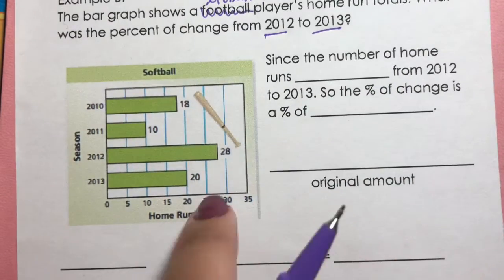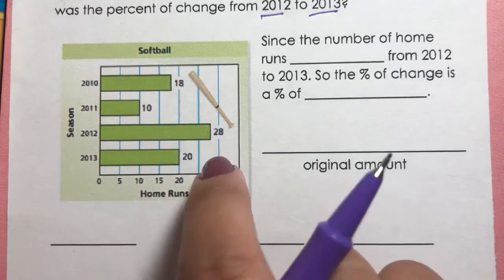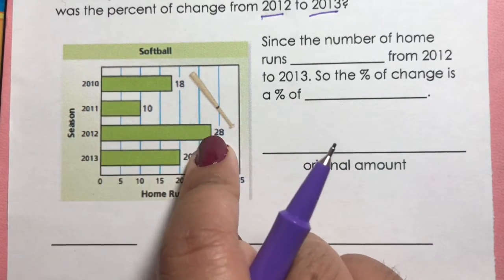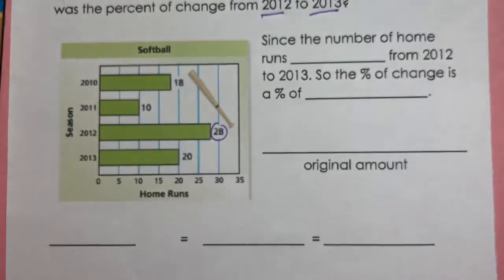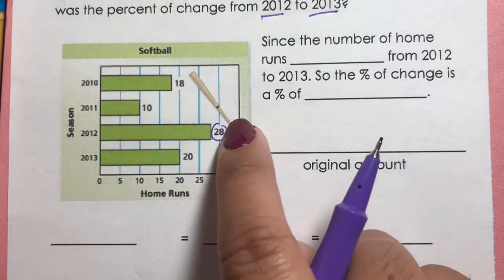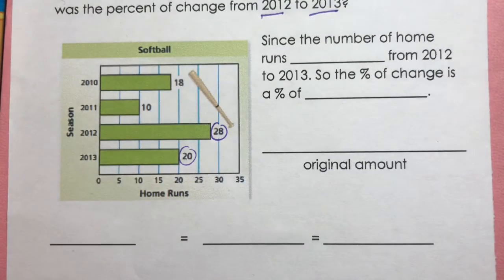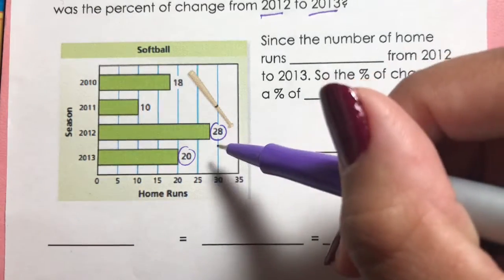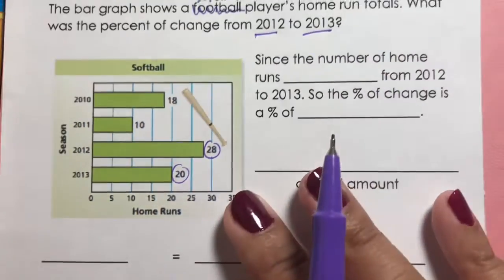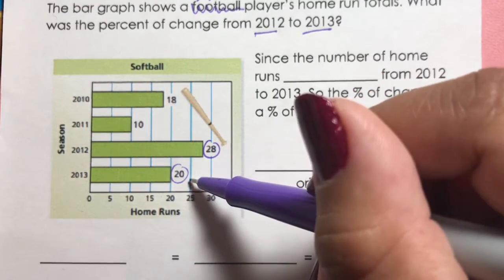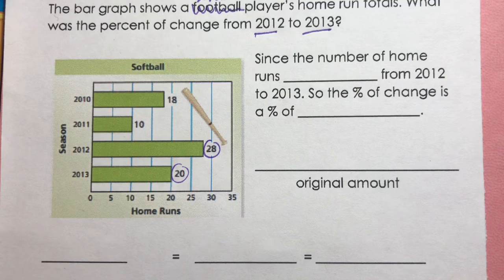Okay, so softball player. The softball player made several home runs in 2012, they made 28 home runs, this person. And then in 2013, this person made 20 home runs. So we have to think about, did it increase or did the quantity decrease? So going from 2012 to 2013, the amount went down. It went from 28 to 20, so it went down, which means that it decreased.